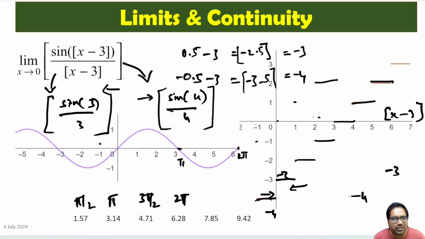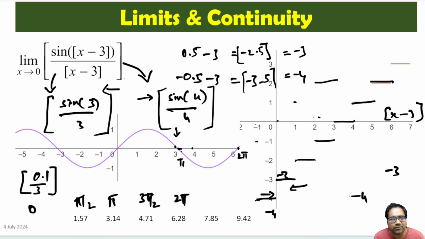Now, sine 3. Sine 3 means it is slightly lesser than pi. That means it is slightly positive. Sine 3 is roughly some 0.1 or something. So 0.1 by 3. This greatest integer function is of a decimal lesser than 1. So this should be equal to 0.